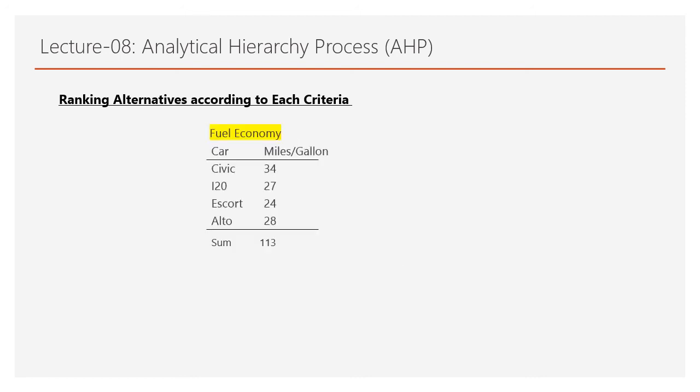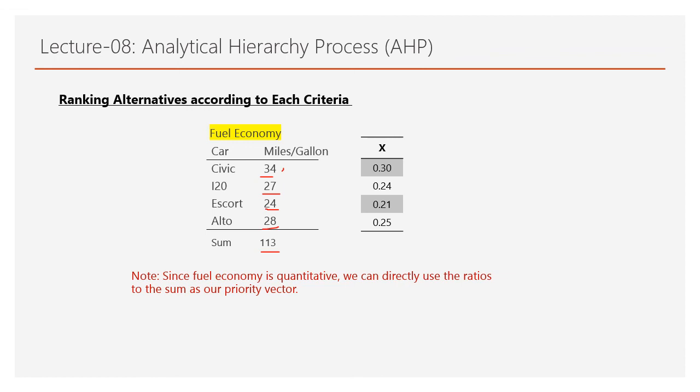And we can also do this for the fuel economy, since we have actual values for it. We have the corresponding miles per gallon for each of the alternatives. Since fuel economy is quantitative, we can directly use the ratios to the sum as our priority vector. So we simply take the overall sum and divide each of those values by it to get our priority vector, and therefore we have the resulting priority vector for the fuel economy, as you can see.